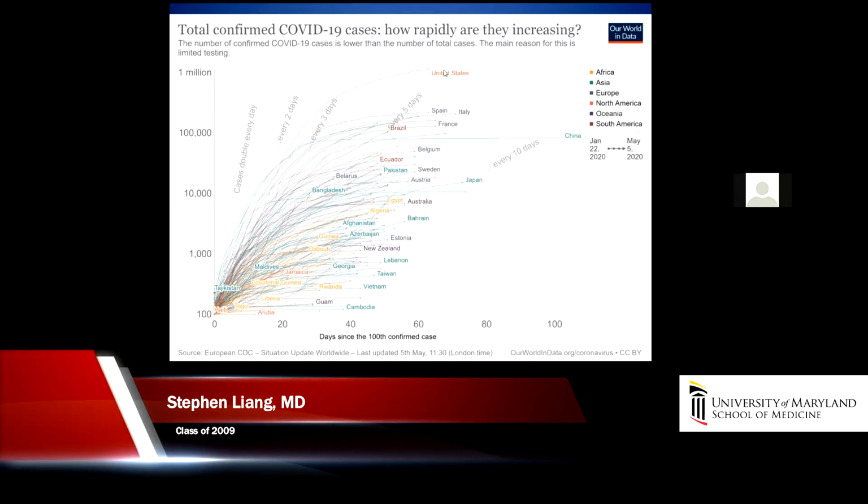Again, the number of cases in the United States are really far exceeding the rest of the world, and part of that is related to test capacity, but part of it is also related to spread and transmission as well.